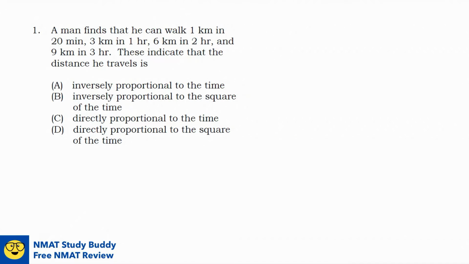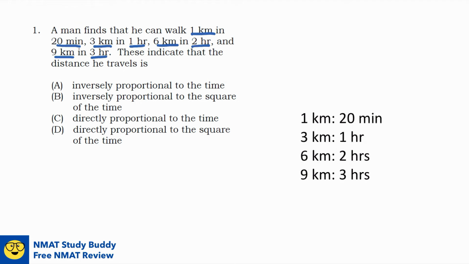Number 1, a man finds that he can walk 1 kilometer in 20 minutes, 3 kilometers in 1 hour, 6 kilometers in 2 hours, and 9 kilometers in 3 hours. This indicates that the distance he travels is, as you can observe, habang nag-i-increase yung distance na nata-travel ng man, nag-i-increase din yung time. And then also, makikita natin sa proportion nila na yung 1 kilometer, kapag tinimes mo siya sa 3, magiging 3 kilometers.